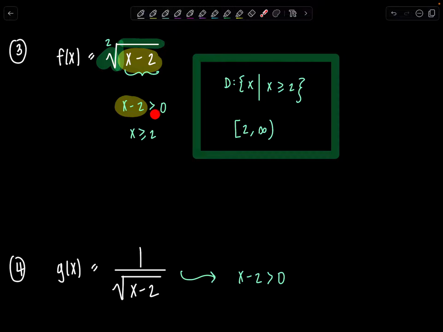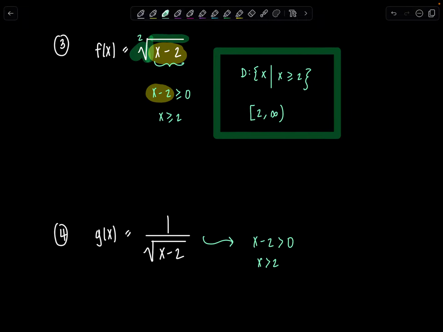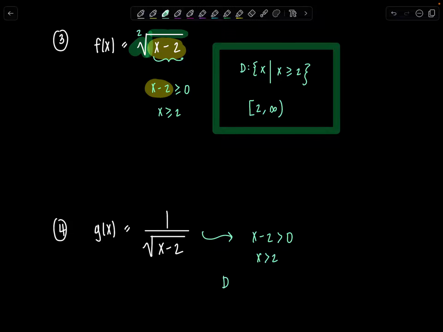See the difference? Equals 2 here because this was not in the denominator. Don't put the equals here because this is in the denominator. And then you solve and you just get x is greater than 2. So in set builder, you would write domain is all x's such that x is greater than 2. And then in interval notation, all that would change is you'd have parentheses 2 to infinity, like that.